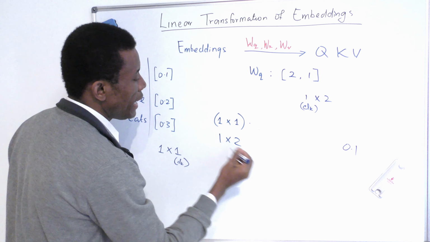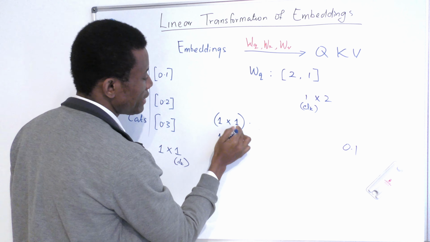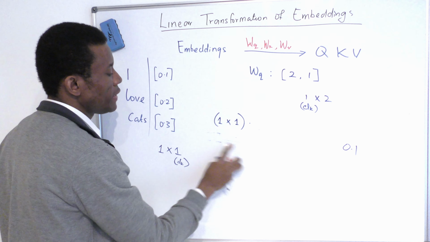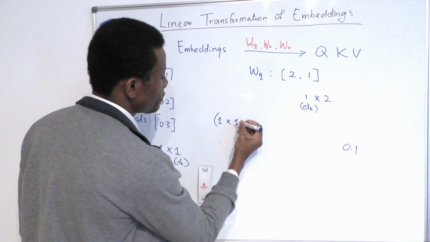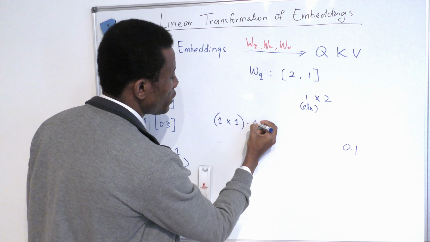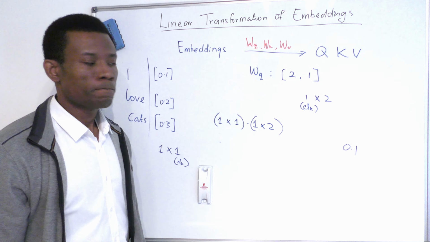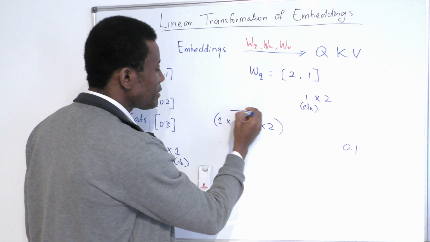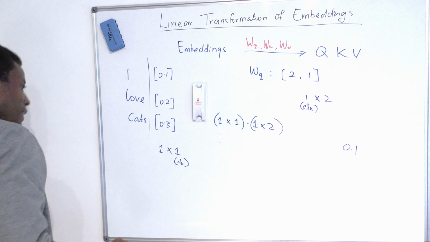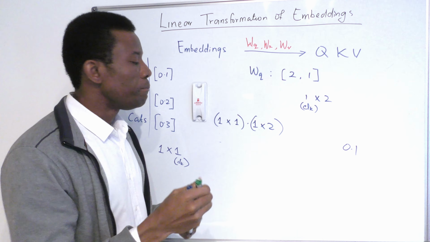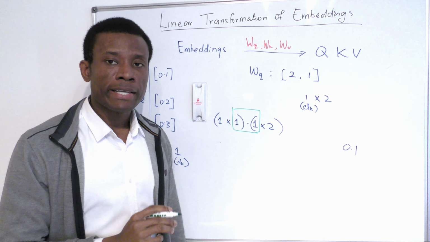In other words, we have what we call the internal dimensions, which is this one. Why is it called the internal dimension? It's because you could write it out this way: 1 by 1 dot 1 by 2. Now, this must be the same. So basically, the internal dimension of the matrices being dotted must be the same. It must match.